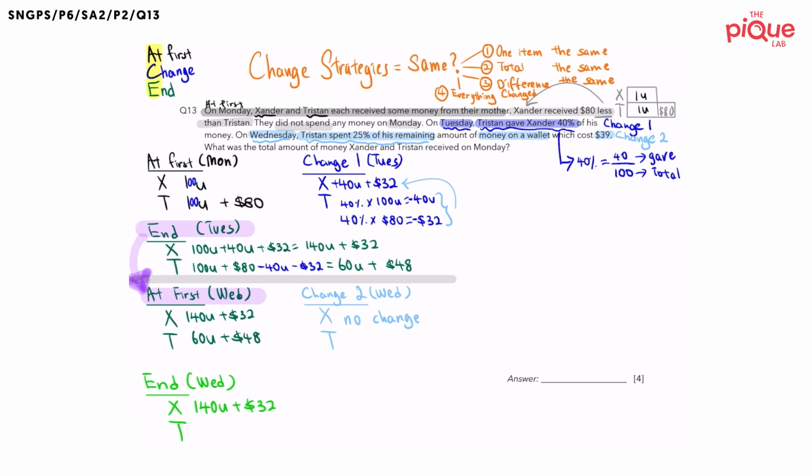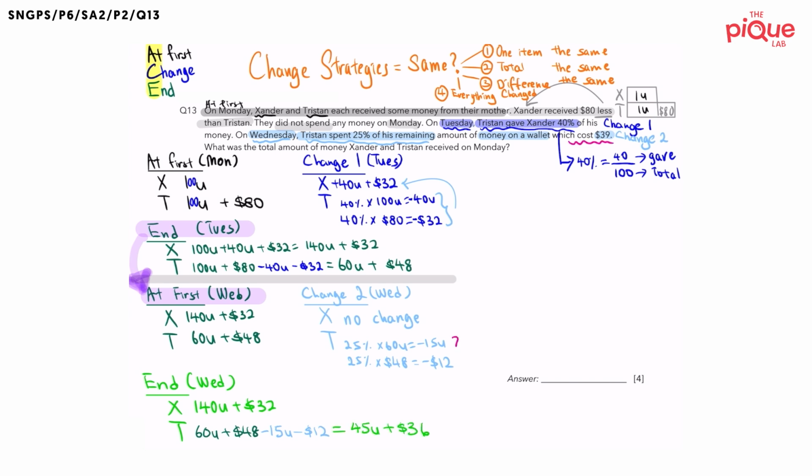On Wednesday, Tristan started with 60 units and $48. Tristan spent 25% of this remaining amount on a wallet. So how many units would that be? Let's calculate. 25% of 60 units is 15 units. 25% of $48 is $12. Now, let's determine Tristan's final amount by subtracting what he spent. So at the end of change 2 on Wednesday, Tristan's final amount would be 45 units plus $36.